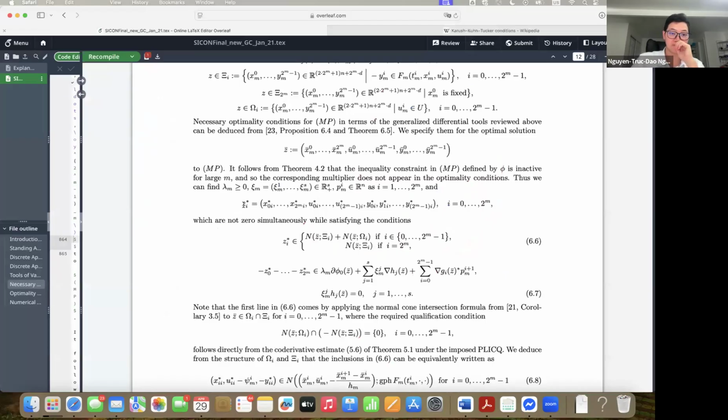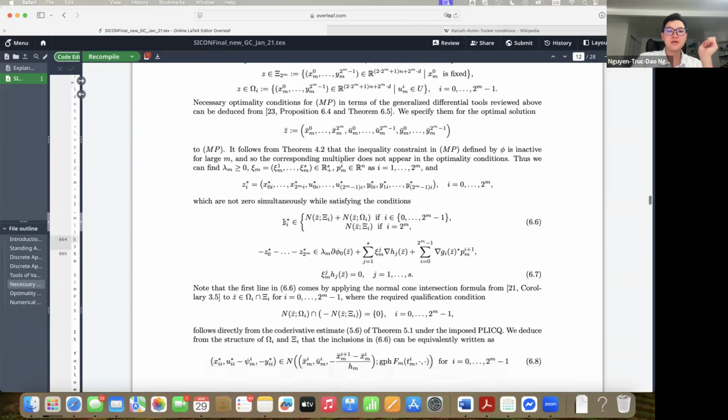This is the solution for the dual problems, which are not zero simultaneously. That means all these elements cannot be zero at the same time, okay, while satisfying the conditions. These are the conditions that come from proposition 6.4 and theorem 6.5. You can see it in the book here, okay?